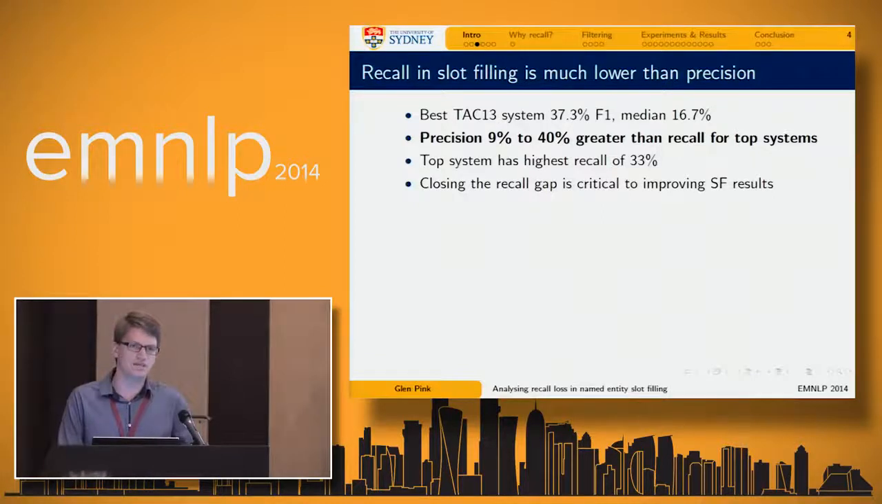So I think it would be fair to say that slot filling is a difficult task. The shared task has been running for 6 years, and in TAC 13, the F-score for the top system was 37%, with similar results for this year. What's important to note is that precision for most systems is higher than recall, and for the top 5 systems, the precision ranges from 9 to 40% greater than recall. Perhaps unsurprisingly, the best performing system also has the highest recall. And so it seems that precision may be easier than recall, and improving recall is critical to improving slot filling results.